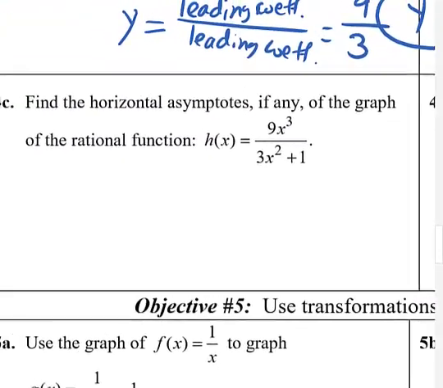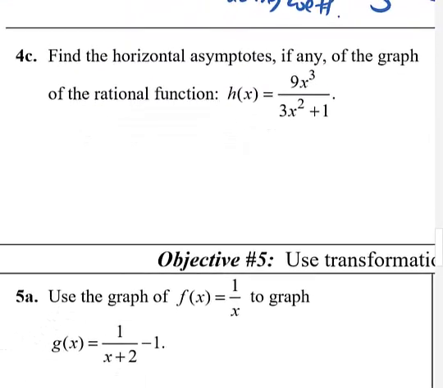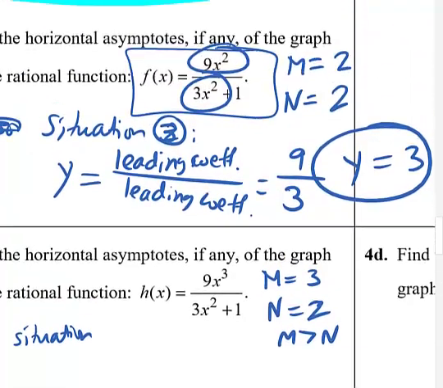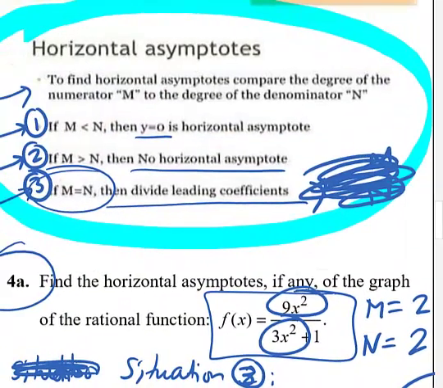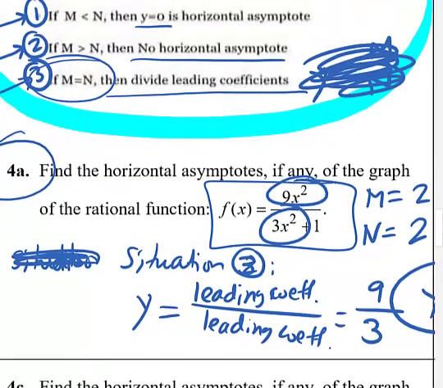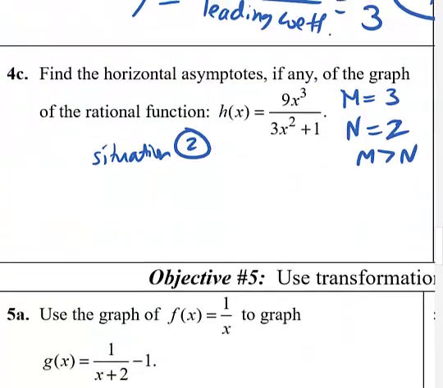Alright, let's try that with this next one, 4c. Find the horizontal asymptotes, if any. The numerator has degree 3, the denominator has degree 2. So which situation is that? Obviously m is greater than n, which was situation number 2. What does it say to do there? There's no horizontal asymptote.